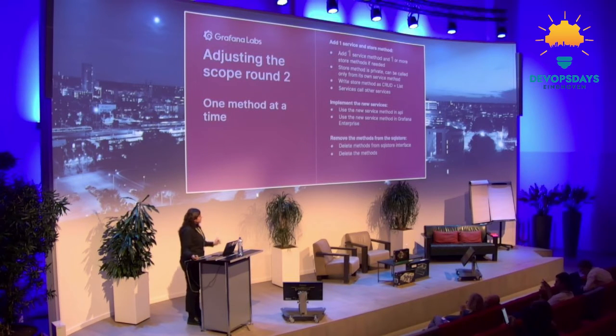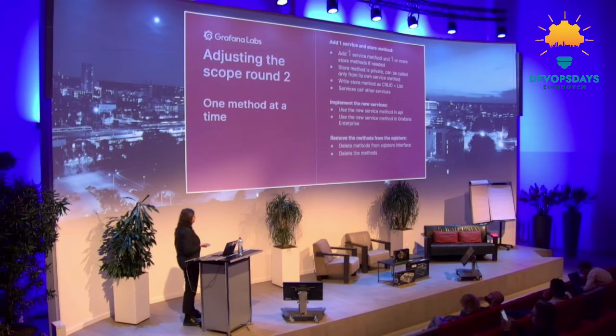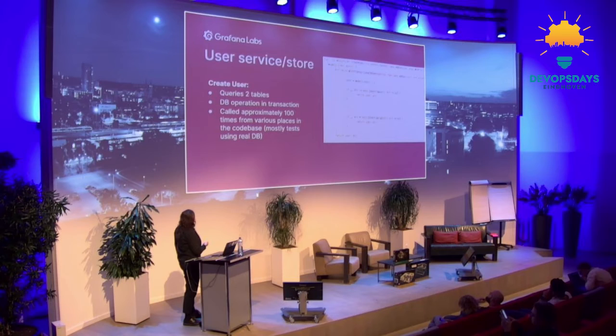So we tried a one-method approach, just to take a single store method and add it to the service part and the store part with the same rules. Private store, CRUD store methods, implementing it in the API, in the enterprise, and then removing. That seemed more feasible, but I came across the user store service part of our code base, which is basically kind of like an HR of Grafana. If you log in, you have a user, you can be admin, editor, and so on.